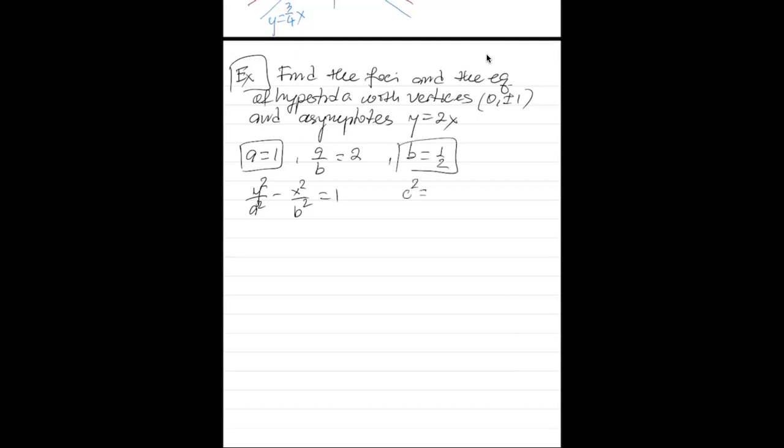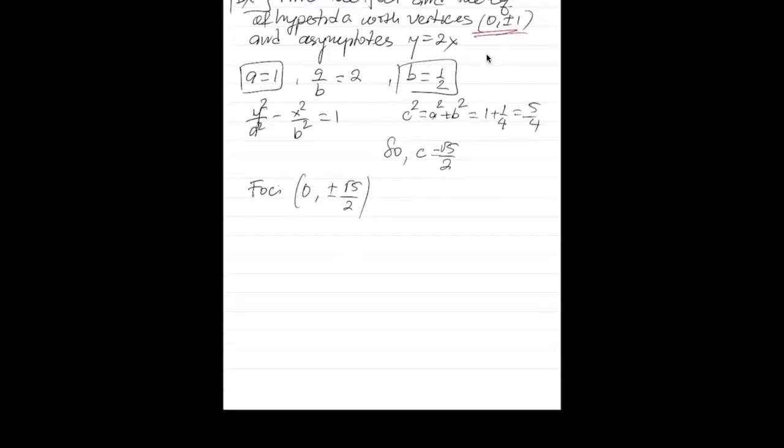And c squared is always a squared plus b squared for hyperbolas. So that is 1 plus 1/4 equals 5/4. So c is equal to square root of 5 over 2. And we can find the foci. They're going to be along the y-axis, so they'll be (0, plus minus root 5 over 2). If the vertices are along the y-axis, then the foci are along the y-axis.